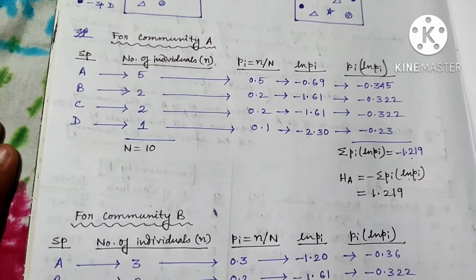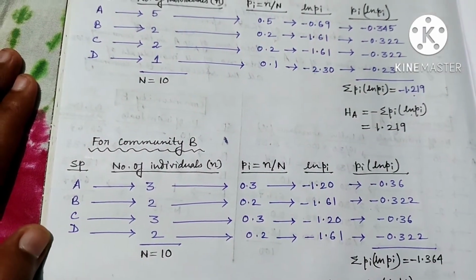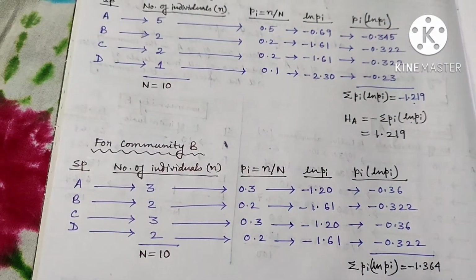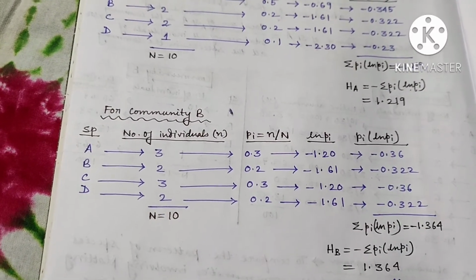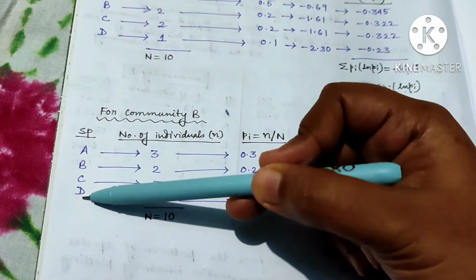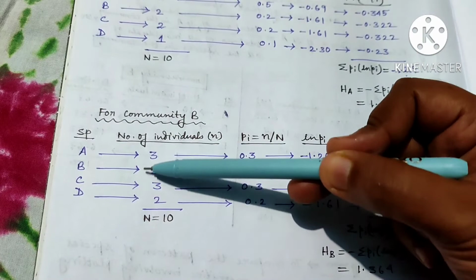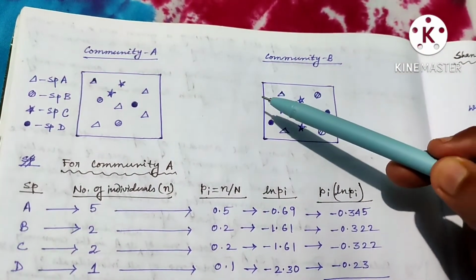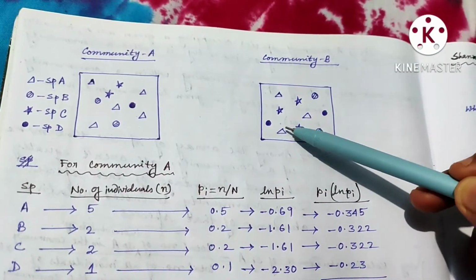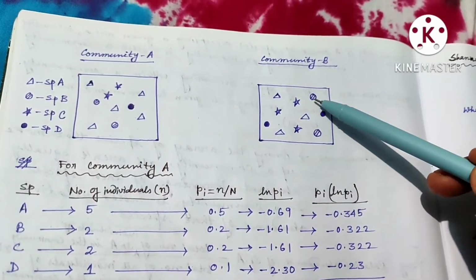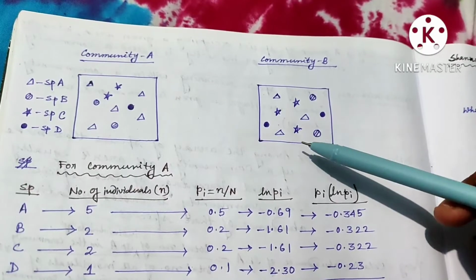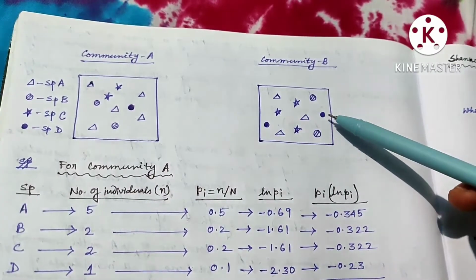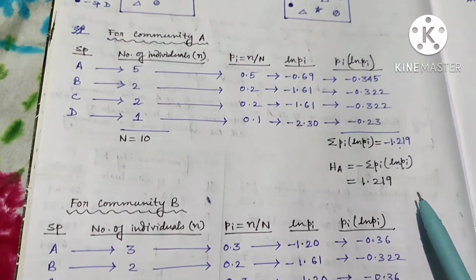Similarly, take a look at community B. You can easily find that there are also the 4 species A, B, C, D. So the species richness is the same as community A, but their numbers are different. See here in the picture, species A has 3 samples, species B has 2 samples, species C has 3 samples, and species D has 2 individuals. So the numbers will be 3232.